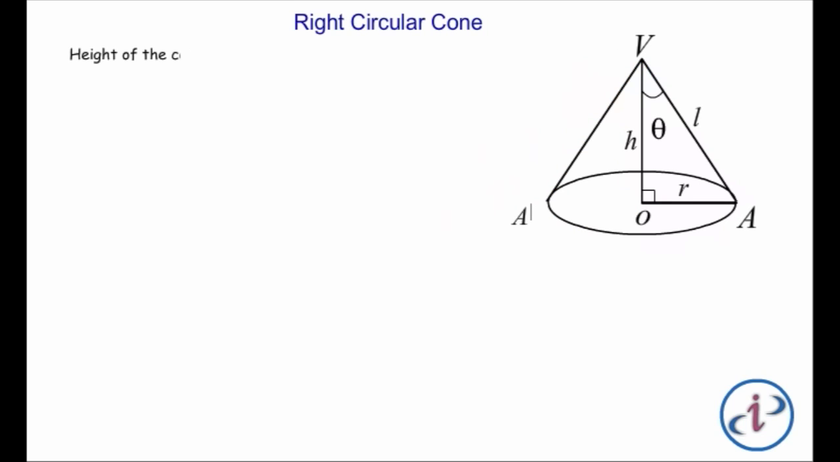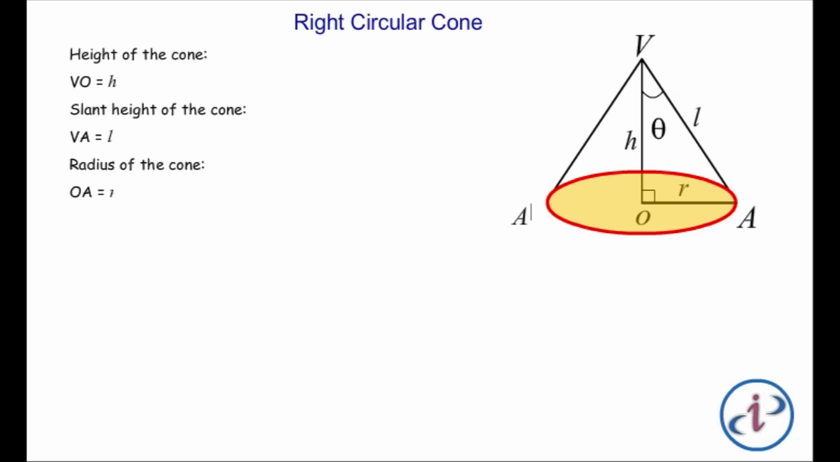Height of the cone. The length of the segment VO is called the height of the cone and is generally denoted by h. Slant height of the cone. The length of the segment VA is called the slant height of the cone and is generally denoted by l. Radius of the cone. The radius OA of the base circle is called the radius of the cone and is generally denoted by r.